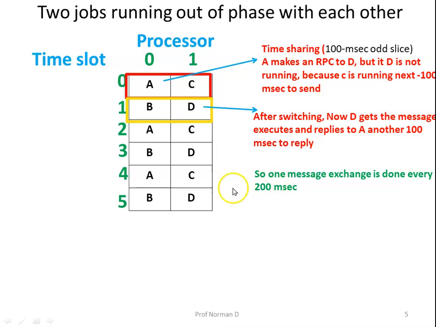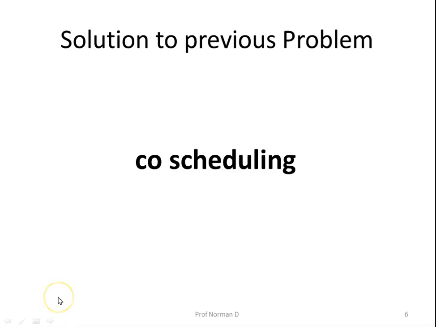So in this case, what is needed is to ensure that the processes that communicate frequently run simultaneously. So what is the solution to this problem? The solution to this problem is something called co-scheduling. We will see what this co-scheduling is now.